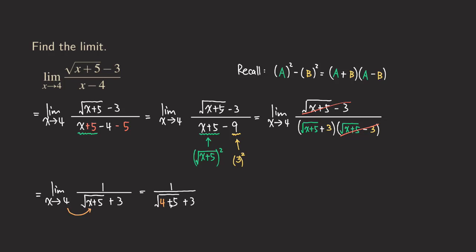So we get what? This is just 3, right? So we have 1 over 3 plus 3, so we are just going to get 6. So 1 over 6. And then next, we are going to use another method to find this limit.